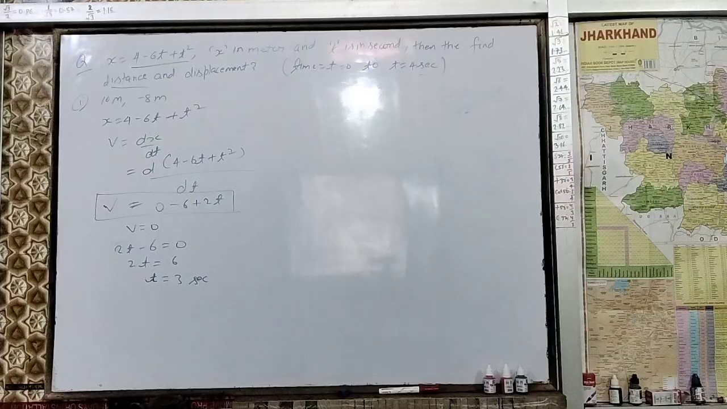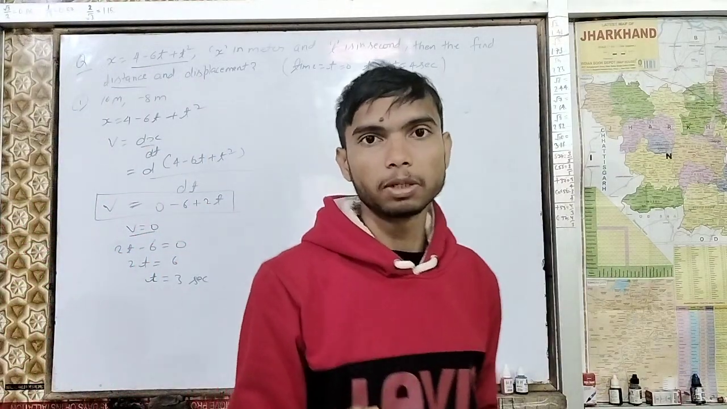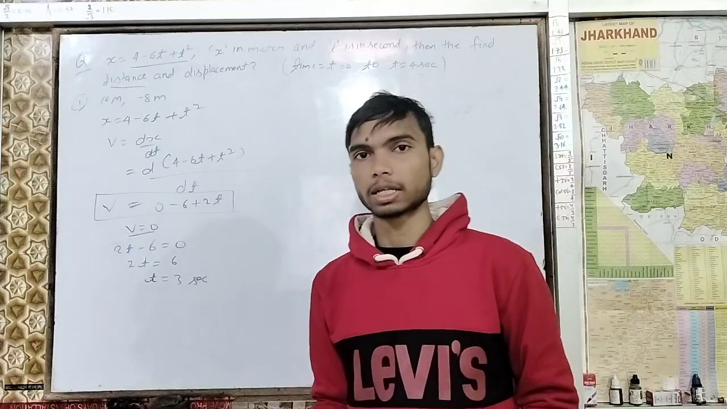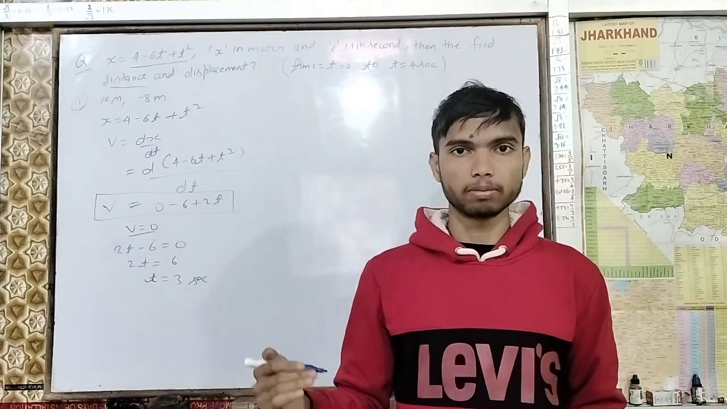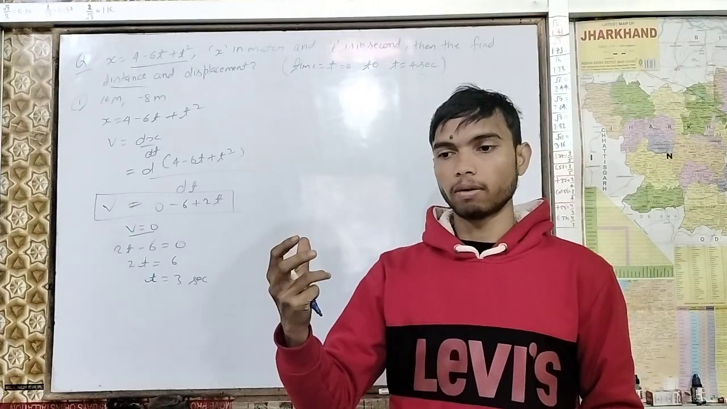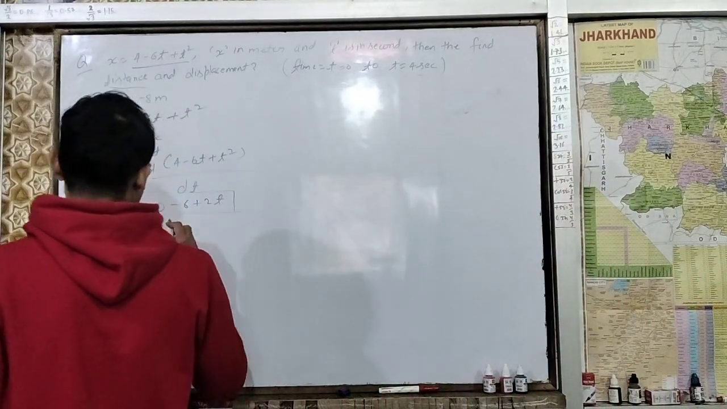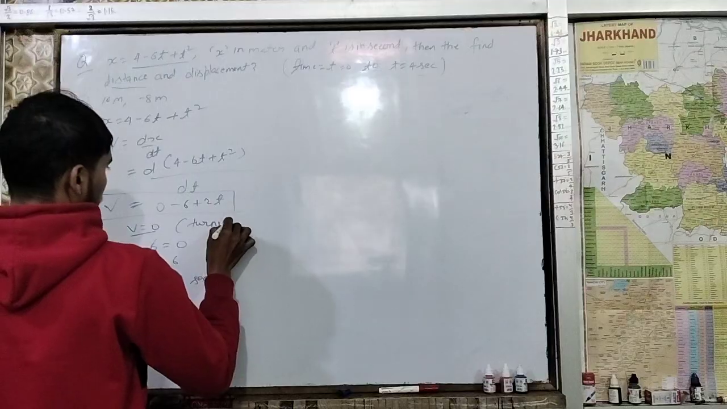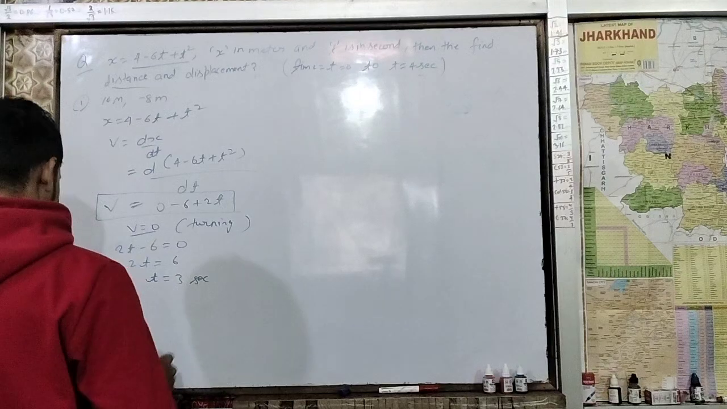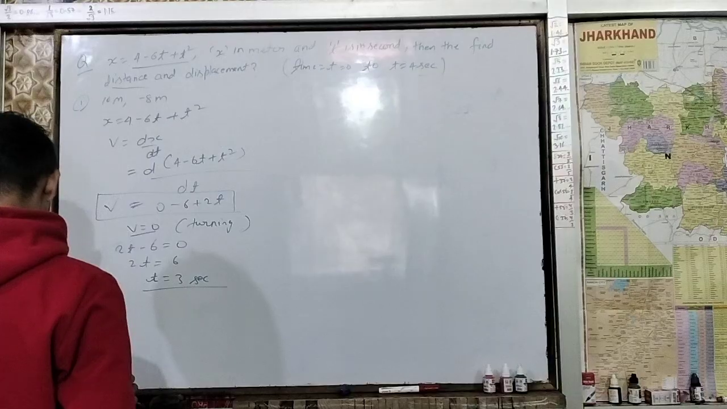Now, the body turns at t equal to 3 seconds. Remember, velocity becomes 0 at the turning point. When a vehicle comes to a turn, it will decrease its speed. So we are talking about the turning point. We understand that at 3 seconds velocity will become 0.